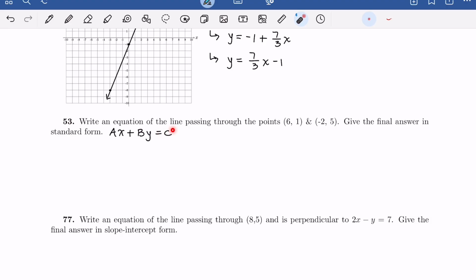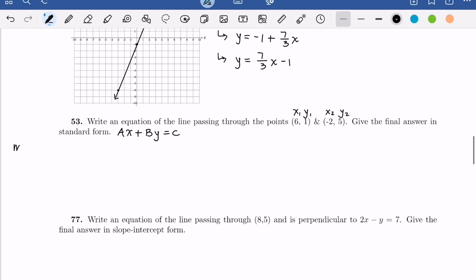First, we need to find an equation of the line passing through these points and then rewrite it in our standard form. Now, the first thing that we're going to do is find our slope. So we have these 2 points here. Let's identify them as x1, y1, and x2, y2. With this information, we can find our slope, which we know is going to be y2 minus y1. So this is going to be 5 minus 1 over x2 minus x1. So this is going to give us 4 over -8, which gives us -1/2.